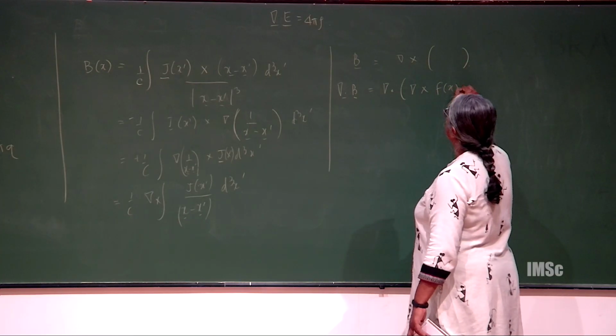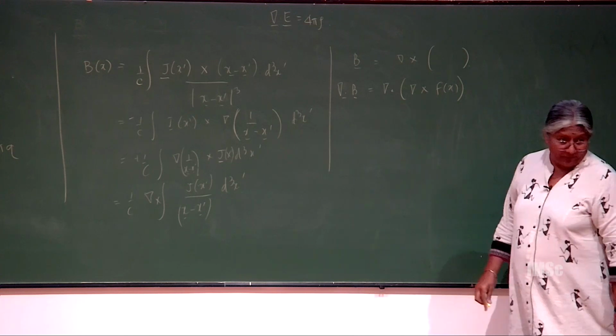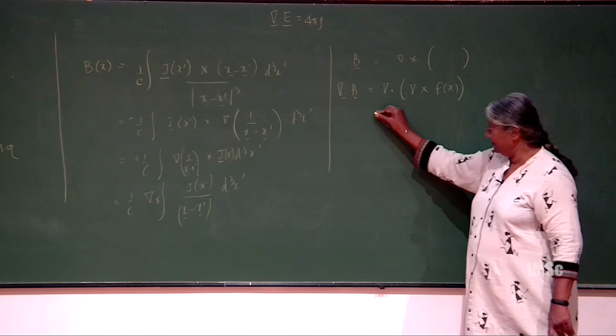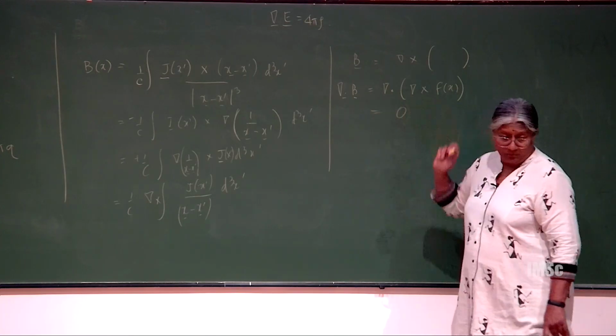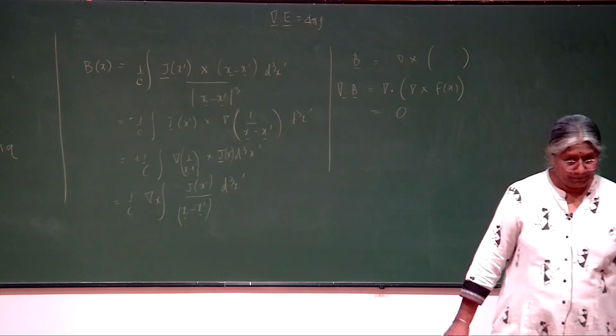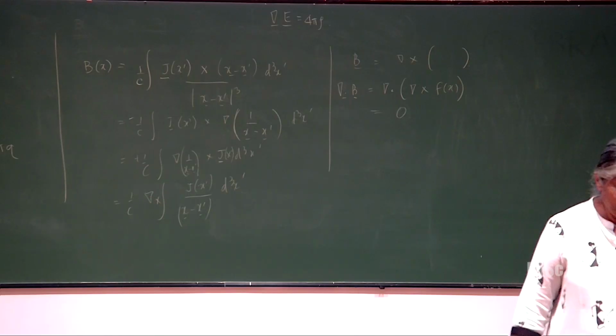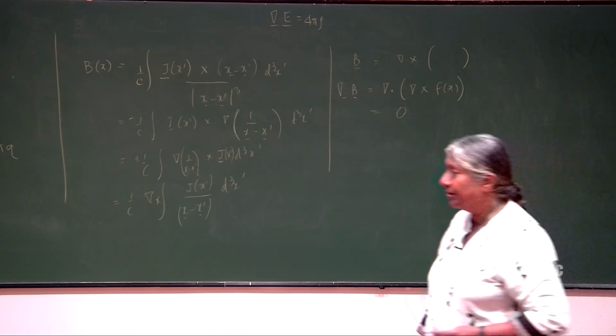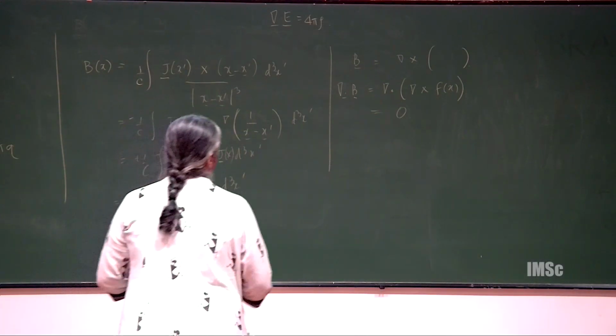Let me call it f of x, it doesn't matter what it is. Why is this 0? Why is this 0? Always del dot del cross is 0, right? I hope, by the way, that you know how to do these cross products in terms of epsilon ijk, and you are not writing matrices. Sorry, this is an aside.